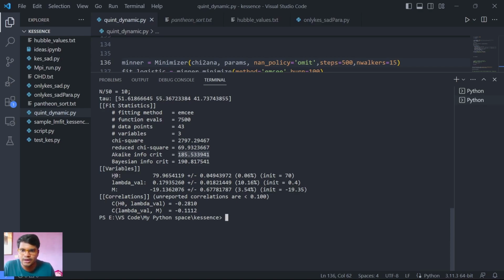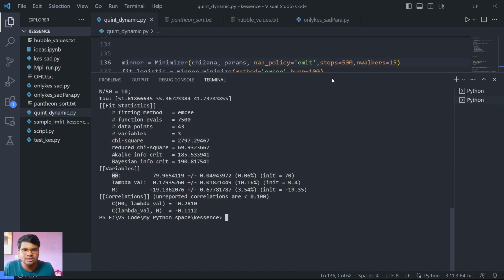Now you have calculated that, okay, from these different data sets, H0 is 79. Obviously, because our step count is not too large, you cannot say that this is a very good fit, because you have to define what your chi-square is. So if chi-square were around 1, then I can say that it is a very good fit. Like now the lambda value is 0.179 and M is this one.